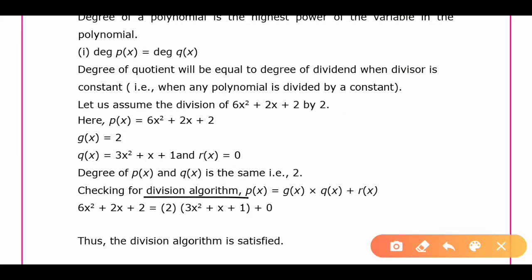Checking for the division algorithm, p of x equals g of x into q of x plus r of x. 6x square plus 2x plus 2 is equal to 2 into 3x square plus x plus 1 plus 0. Thus the division algorithm is satisfied.